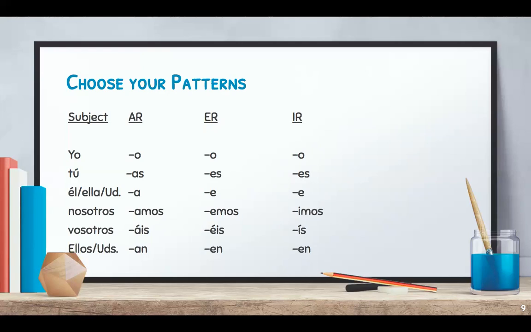Nosotros, AR ends in AMOS, ER in EMOS, and IR in IMOS. So that one is where ER and IR are different. For vosotros, AR, you have ÁIS, ER, ÉIS, and IR is going to be different. It's ÍS. Finally, for ellos and ustedes, AR ends in AN, ER ends in EN, and IR is also EN.